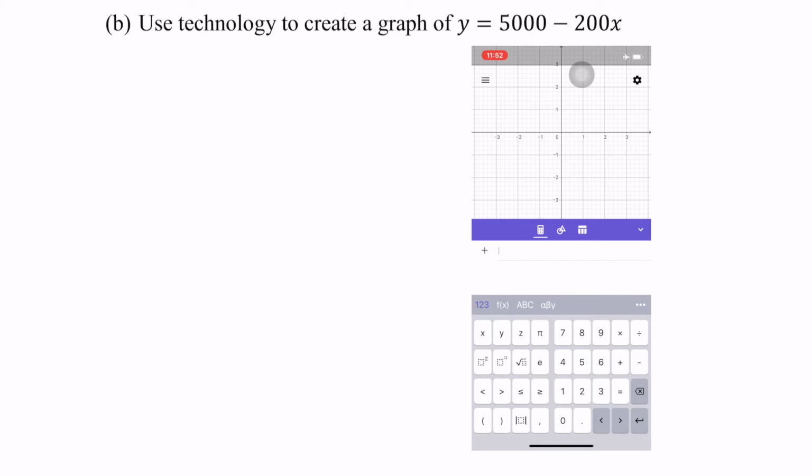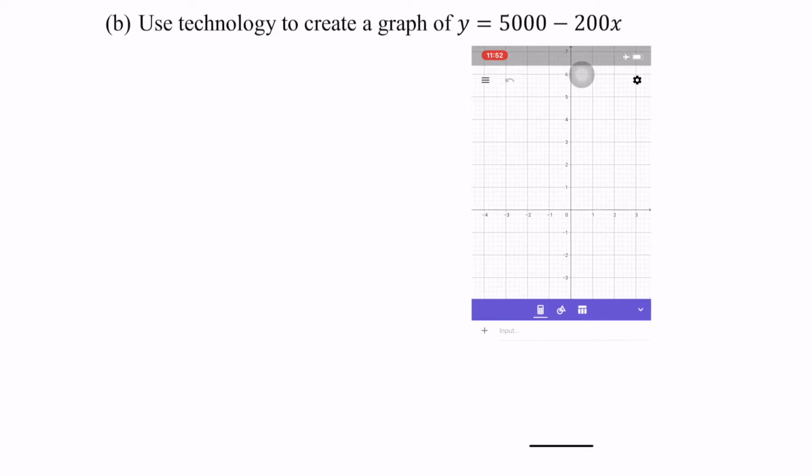Welcome. In this video, we're going to use GeoGebra to create graphs of this function y equals 5,000 minus 200x. And the wonderful thing about GeoGebra is it is super easy to rescale. You just touch your phone and move around, and you can pinch and squeeze out to zoom in and out. So it's super intuitive, and there's no x min or max or scales to remember like we did in the TI video, which is not a prerequisite for this video. So now let's get started.